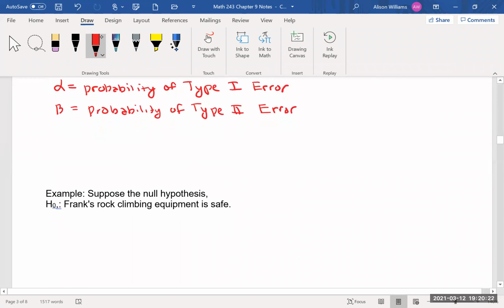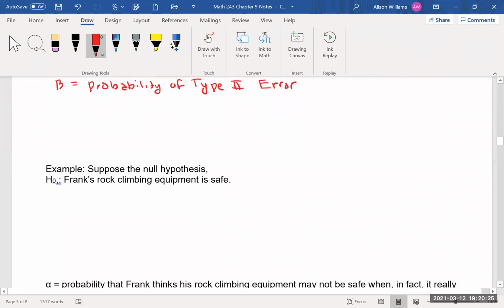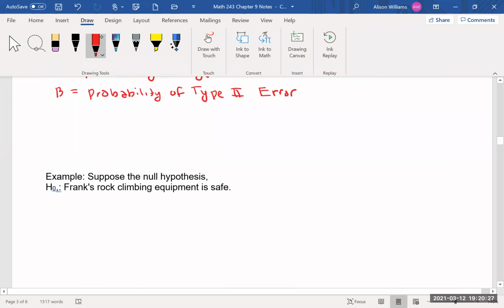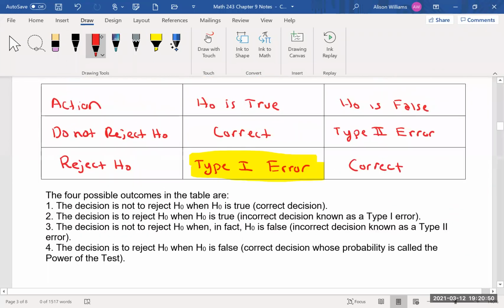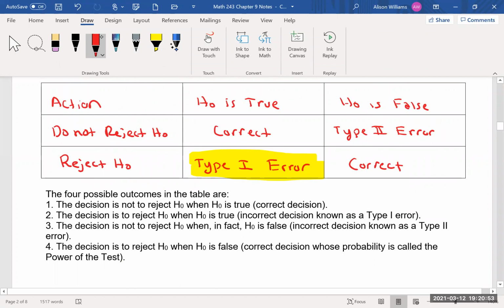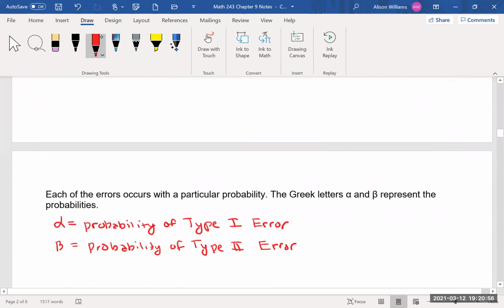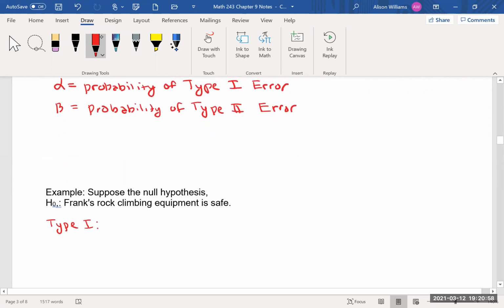Okay, so let's write what a type 1 and type 2 error look like for this particular example. Frank's rock climbing equipment is safe. Now, this isn't a standard null hypothesis because it's more of a statement, but it makes it a little bit easier to do type 1 and type 2 errors. So, a type 1 error here, let's come back up here. Look at our board here. It's when we would reject the null hypothesis, even though it's true. So we would reject that his rock climbing equipment is safe, but it is.